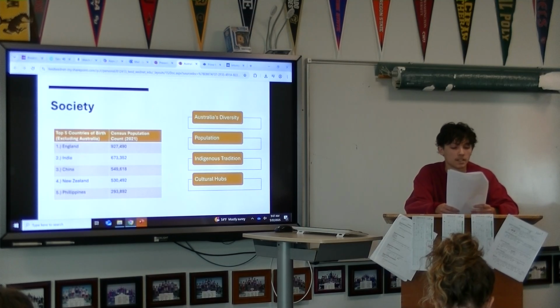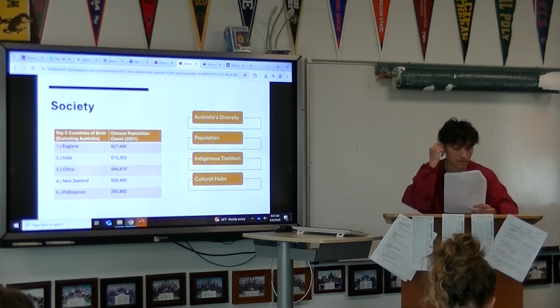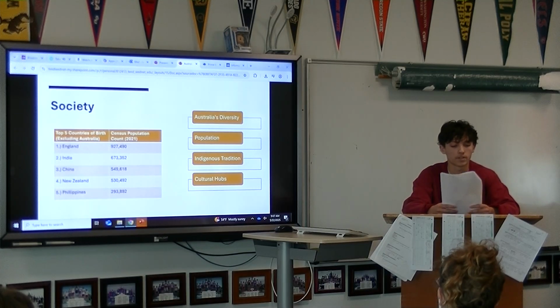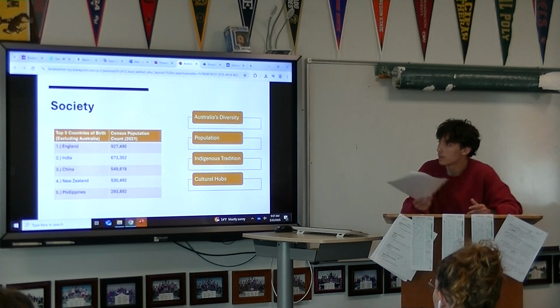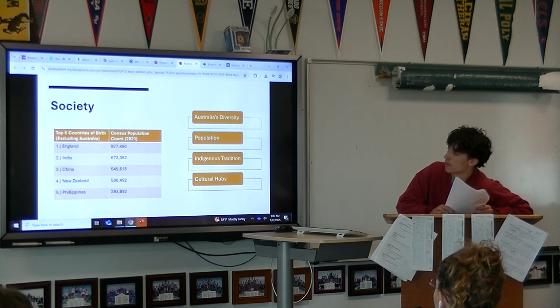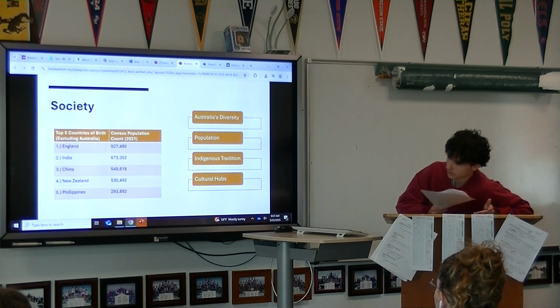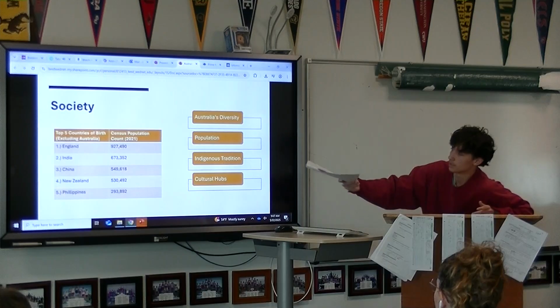Urban centers like Sydney and Melbourne are cultural hubs offering vibrant art scenes, culinary diversity, and inclusive communities. And here's a table of the top 5 countries of birth, excluding Australia, so all the immigrants, and this was in 2021.